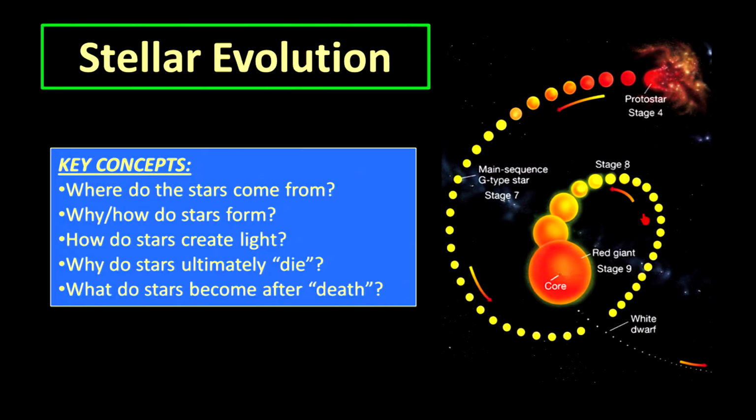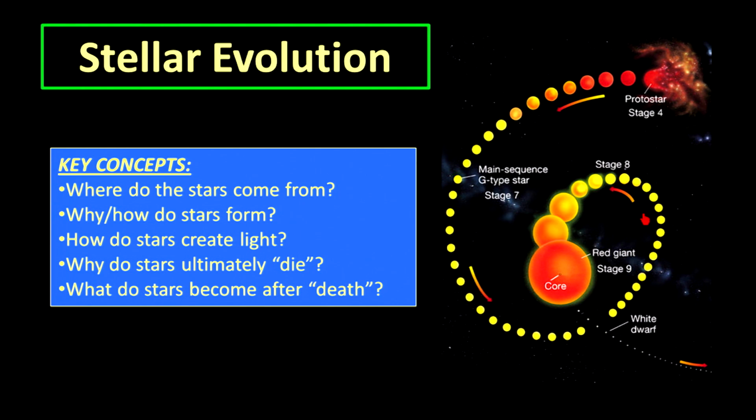Some of the key concepts that we're going to address are, first of all, where do the stars actually come from? We'll talk about how we have discovered places in our galaxy where the stars form. Then we'll talk about how stars form and why there are stars in the first place. What is it about our universe that makes stars possible?